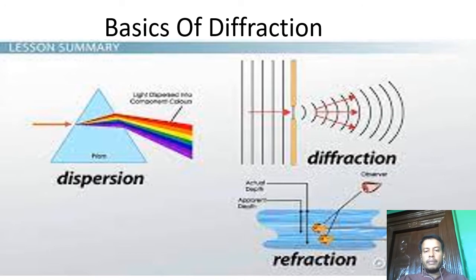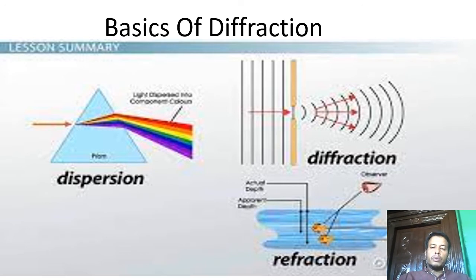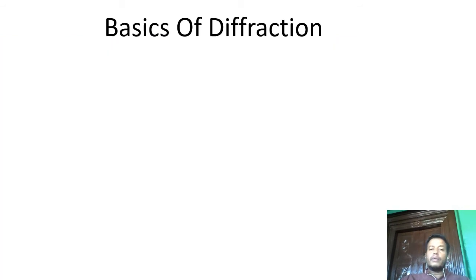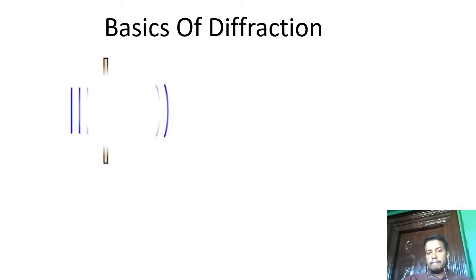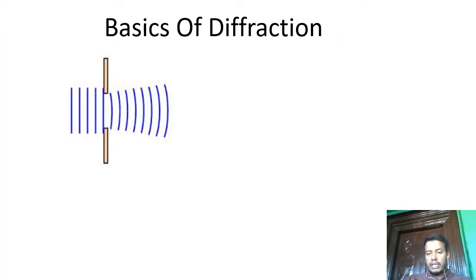Also, different phases of light can be superimposed on one another, which leads to interference. So light not only behaves like a particle, sometimes it behaves like a wave. This characteristic can be depicted by diffraction. So what is diffraction, and how does it happen?